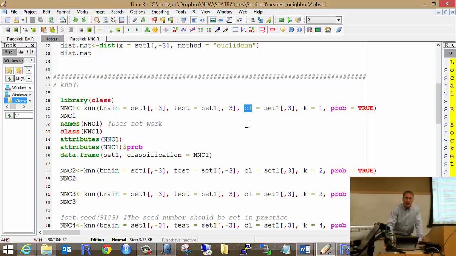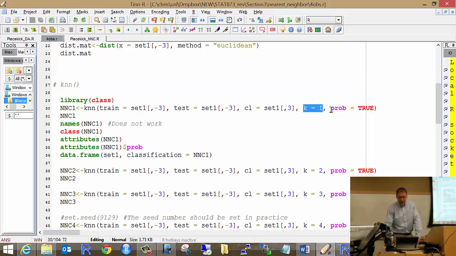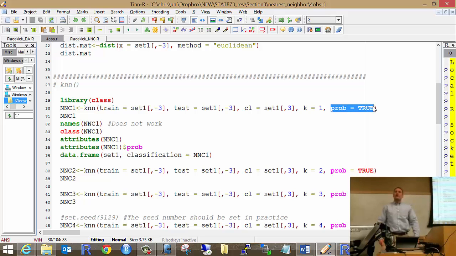The cl argument stands for classification, meaning what are the classifications for the training data? Well, that happens to be in column 3, the population numbers. I specify my k with a lowercase k, and I'm going to use 1. Prob equal true simply prints the probabilities. If you remember when I had that very simple example earlier, I said the proportion of observations from population 1, proportion of observations from population 2 among the nearest neighbors. Well, this will actually calculate these proportions for you.